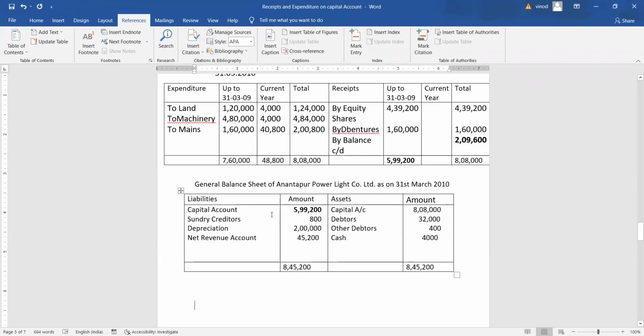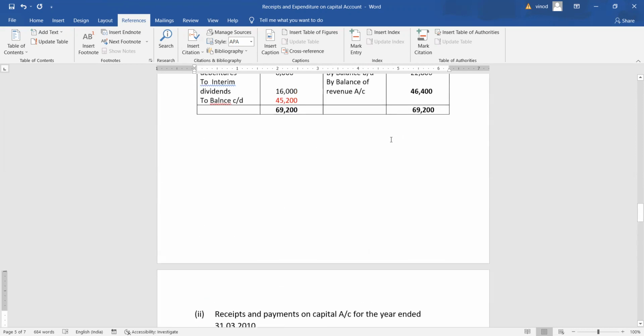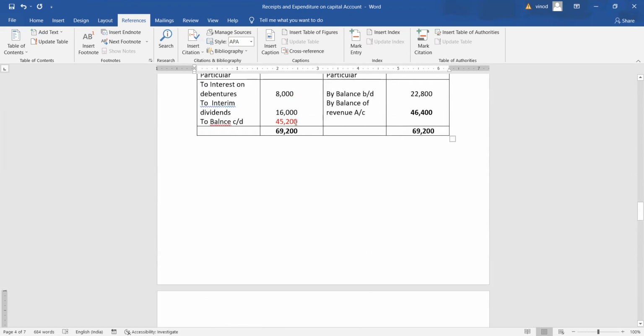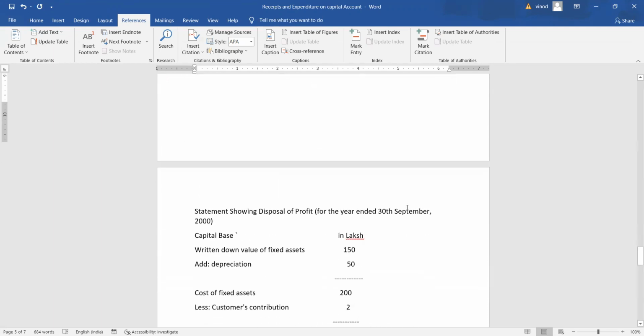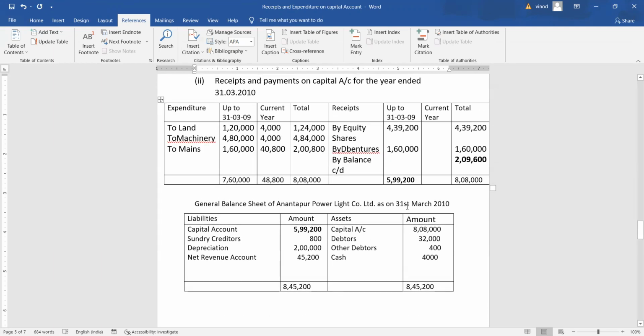Then we have written sundry creditors, depreciation, and net revenue account, the balance which we brought forward from the account. This is 45,200. We have written here. Then come to the asset side: debtors 32,000, other debtors 400, cash 4,000. By adding all these things, 8,45,200 on both sides. This is the procedure of preparation of final accounts of electricity companies under the double account system.